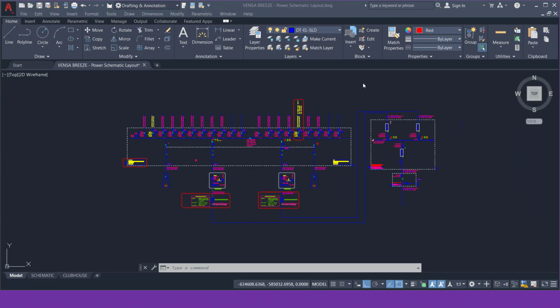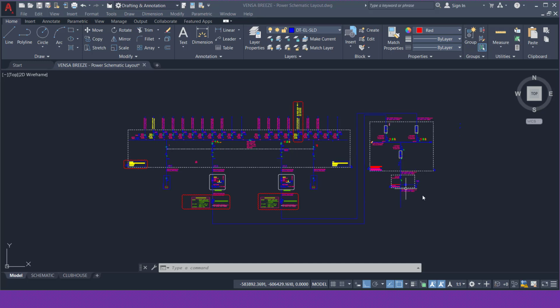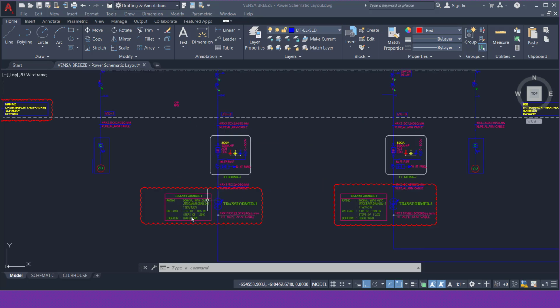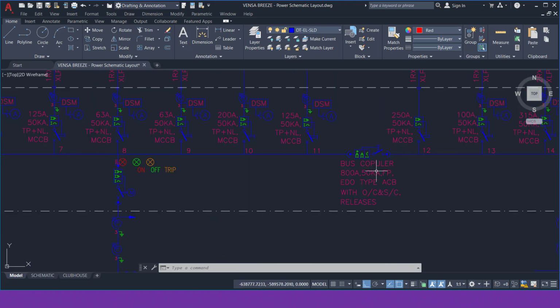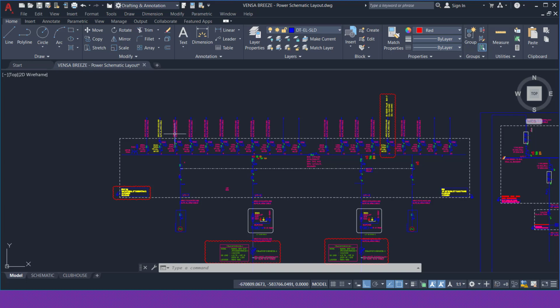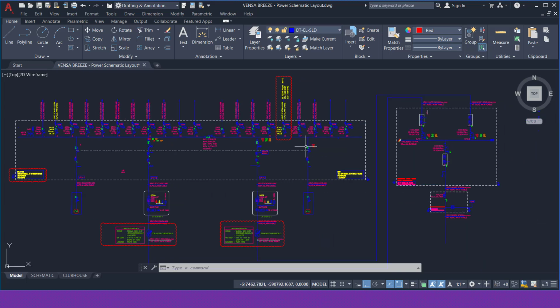This is a part of a single line diagram from one of my earlier projects. You can see the high voltage cable is coming to the project and going to the HT panels. From the HT panels, the cables are going to the transformer incomer. The outgoing of the transformer is connected to LV panels, coupled through a bus coupler. From the LV panel, different cables are going to the loads. This is the single line diagram.